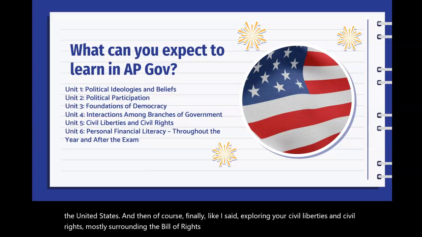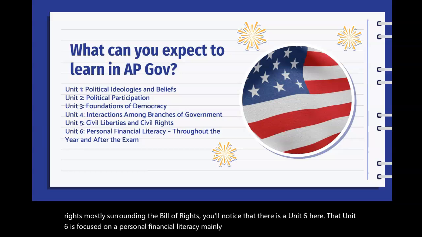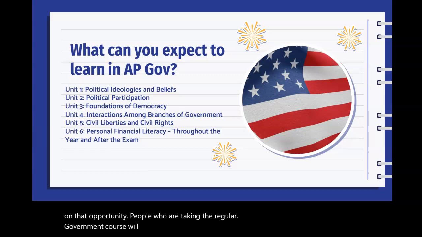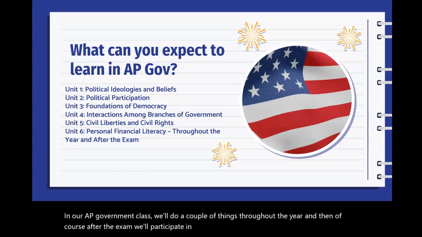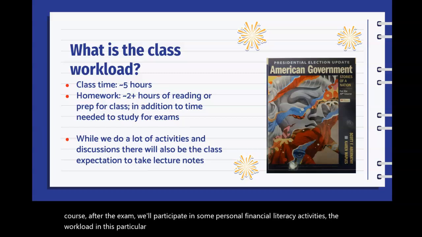You'll notice that there is a Unit 6 here. That Unit 6 is focused on personal financial literacy, mainly because we do not want you to miss out on that opportunity. People who are taking the regular government course will then take a personal financial literacy course, and you will get that information in our AP government class. We'll do a couple of things throughout the year, and then, of course, after the exam, we'll participate in some personal financial literacy activities.